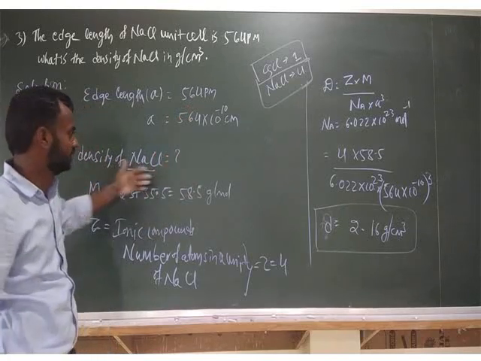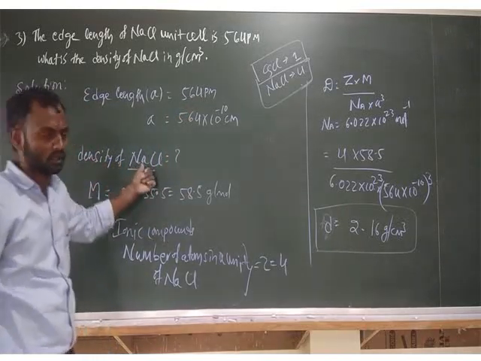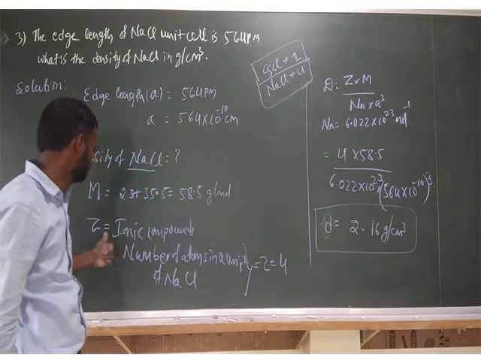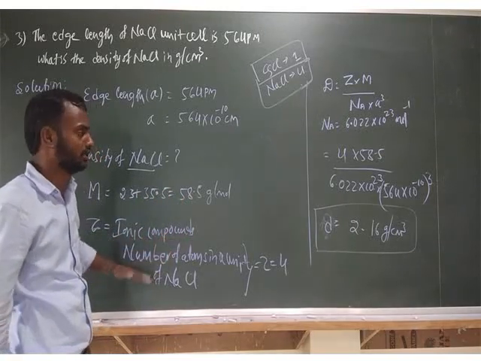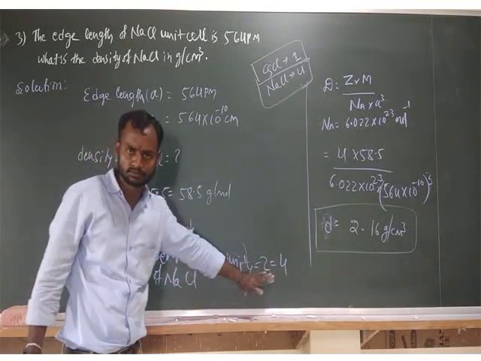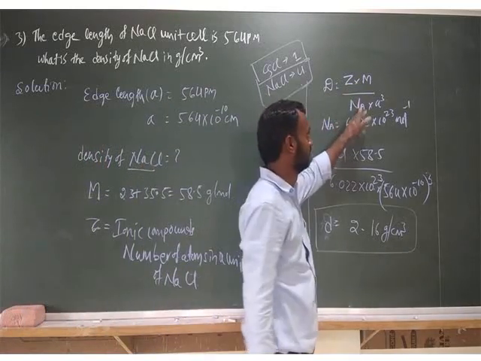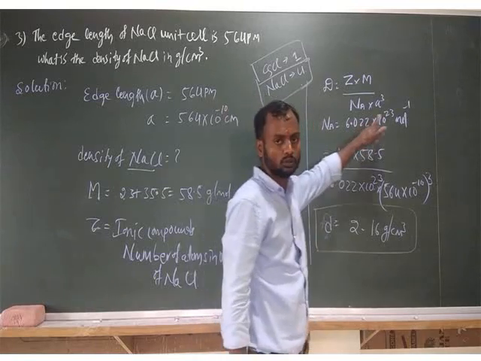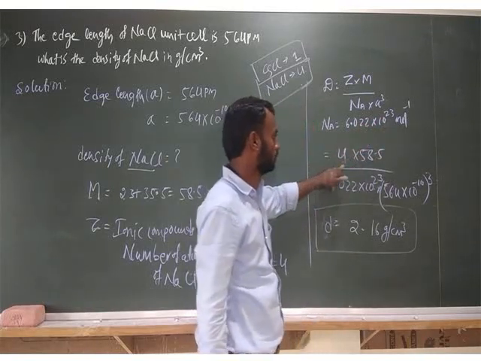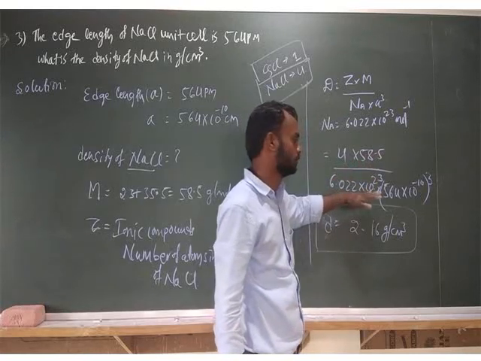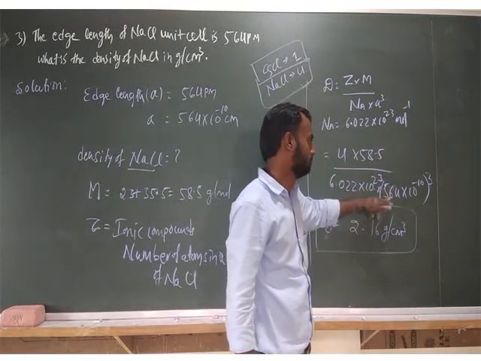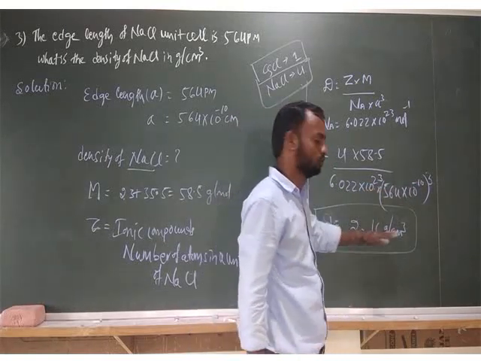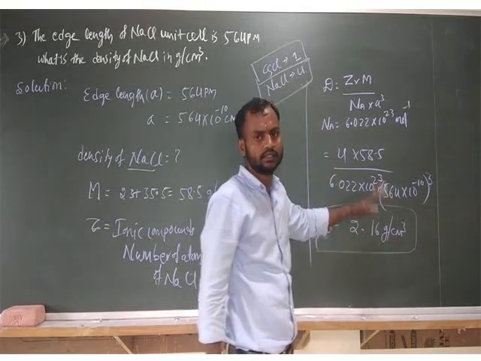And for NaCl density, the molar mass is sodium plus chlorine, so totally 58.5. Z is for ionic compounds; if the ionic compound is NaCl, Z is 4. Therefore, substituting in D equals Z M divided by Na into A cube. Na is the Avogadro's number, 6.022 into 10 raised to 23. Therefore, 4 into 58.5 whole divided by 6.022 into 10 raised to 23 into 564 into 10 raised to minus 10 whole cube. So finally, you will get D is equal to 2.16 gram per cm cube.